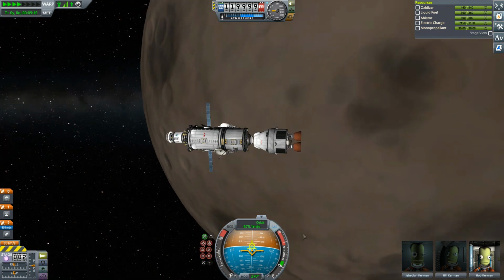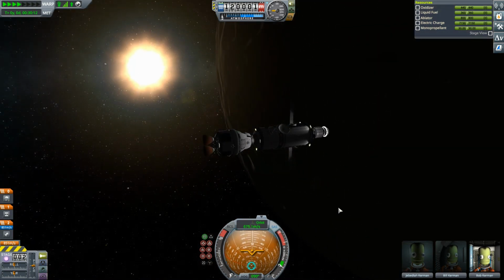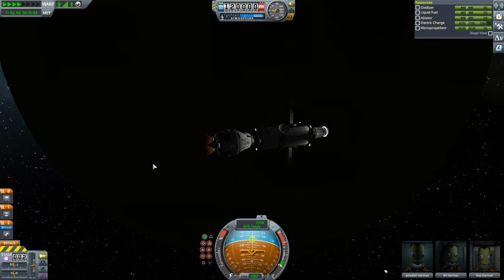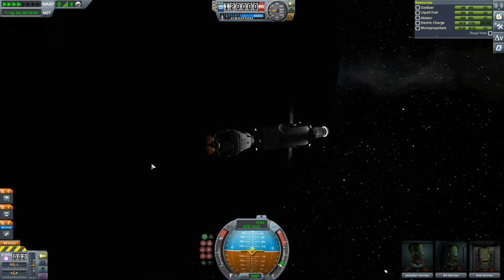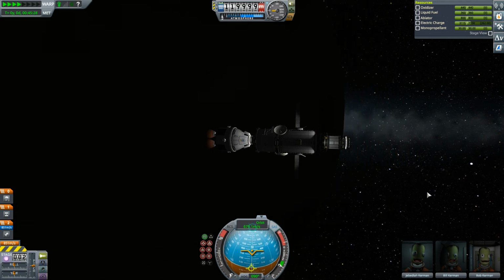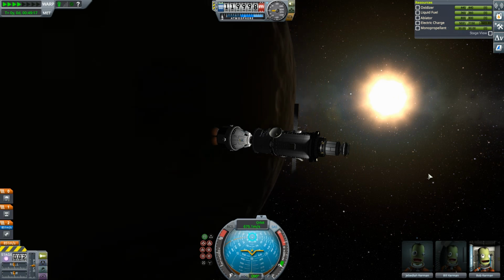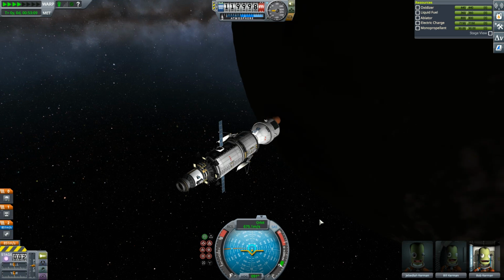Let's see how this thing does for a nighttime transit. Alright, our sun is about to set. And there we go. We are now running purely on battery power. And we should be starting to see the sun coming up in not too distant future. There it is. And without any issues whatsoever, we're charging right up again. So this thing is completely fine.